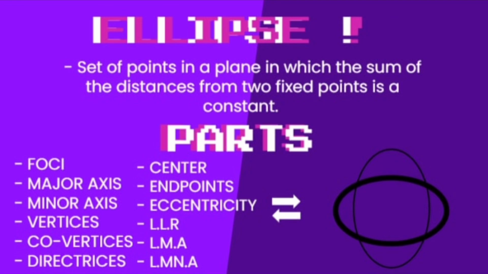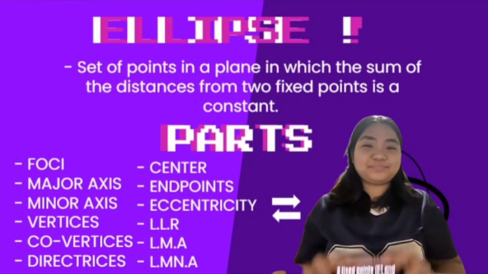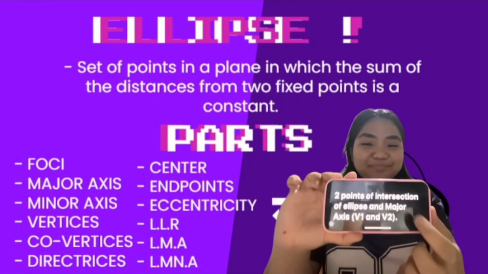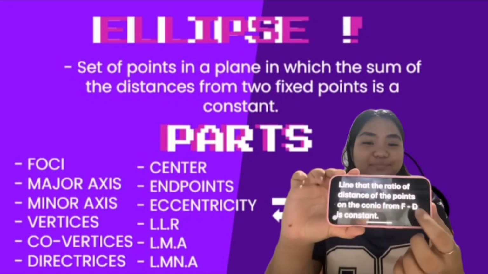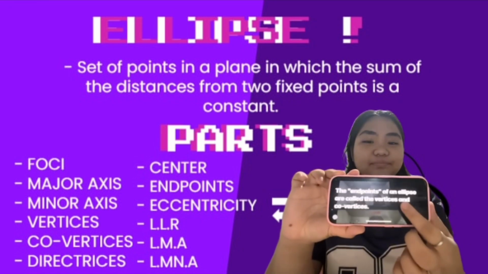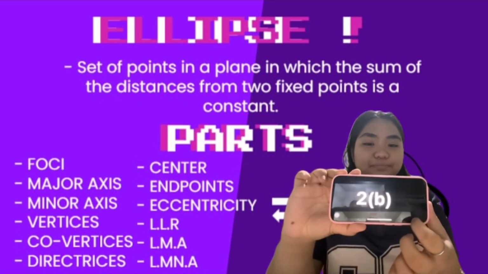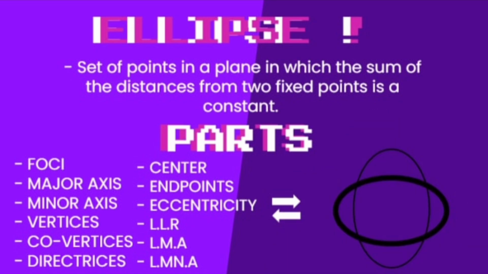An ellipse is a set of points in a plane in which the sum of distances from two fixed points is a constant. The parts that an ellipse has are foci, major axis, minor axis, vertices, co-vertices, directrices, center, endpoints, eccentricity, LLR, length of major axis, and length of minor axis.